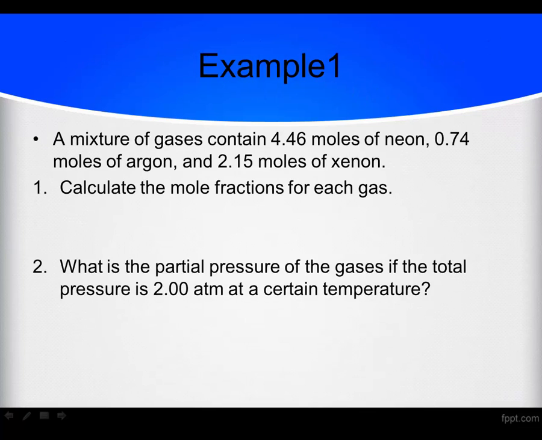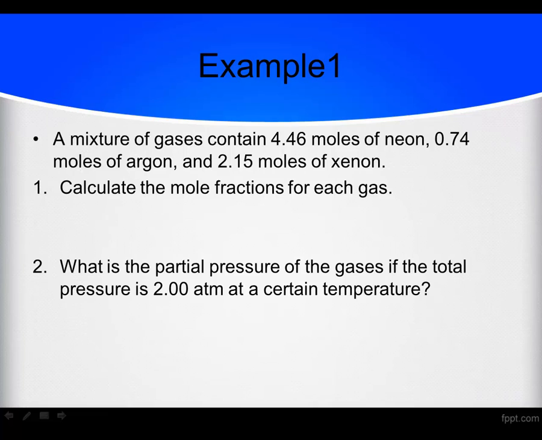I'm going to put both questions up here. They're both related to the same setup. A mixture of gases contains 4.46 moles of neon, 0.74 moles of argon, and 2.15 moles of xenon. They're asking us first to calculate the mole fraction for each of the 3 gases, and then second to figure out what the partial pressure of each of the gases is if the total pressure is 2 atmospheres.